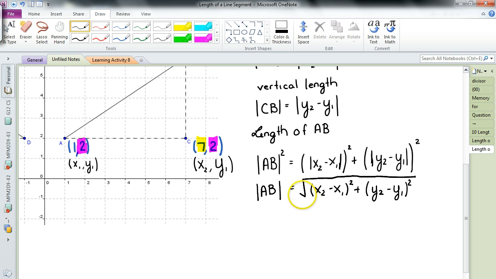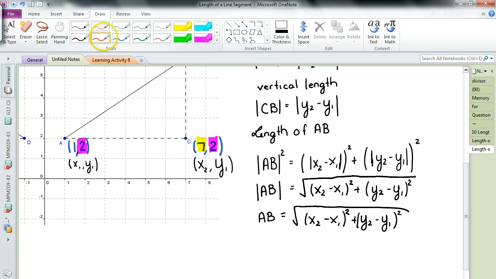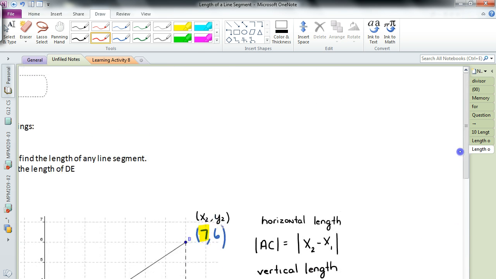And since we know that a length is always positive, I don't need to write these absolute value brackets. And this is the formula that we can apply to find the length of any line segment. So this is what you need to memorize. But again, if you understand how to derive it, you won't have to memorize it. So let's go up here and apply it, shall we?